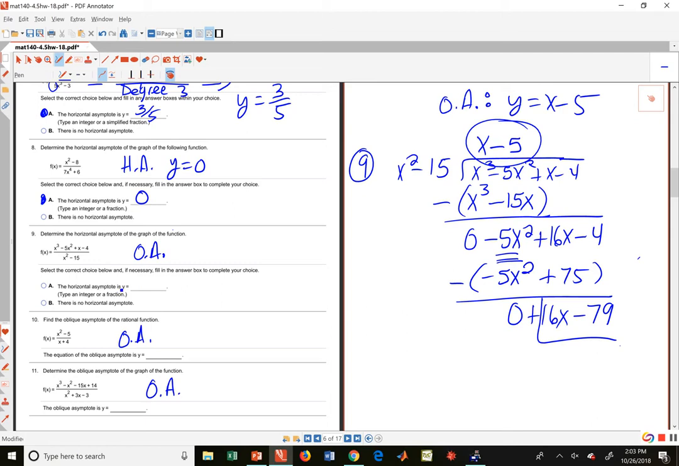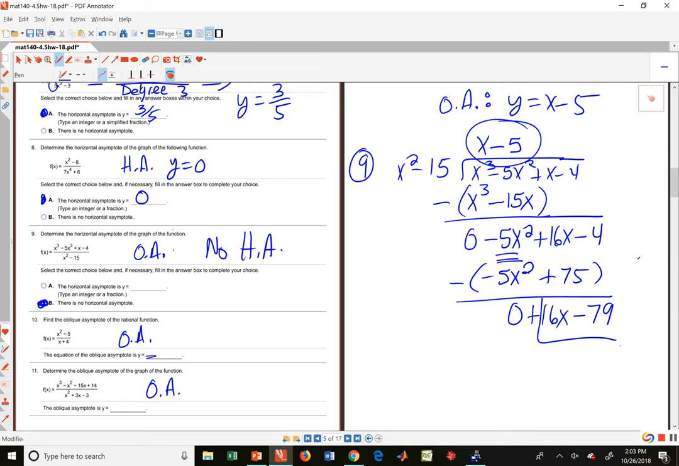And so that was a little bit tougher. They already have the y equals here. Oh my, let's see here. So determine the horizontal asymptote of the graph. There is no horizontal asymptote. We didn't have to do any of that, but it sure was fun. There is no horizontal asymptote. It's oblique. There's no horizontal asymptote.